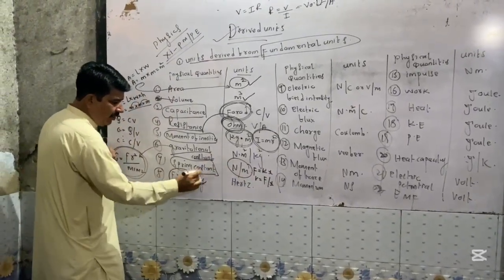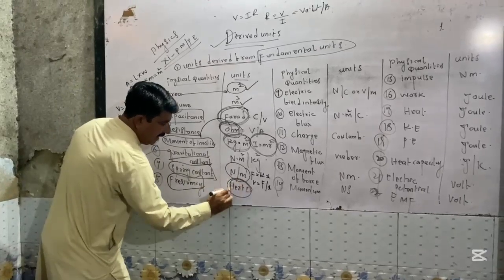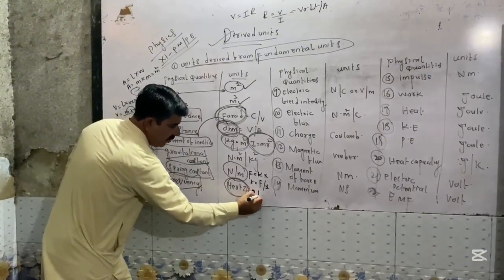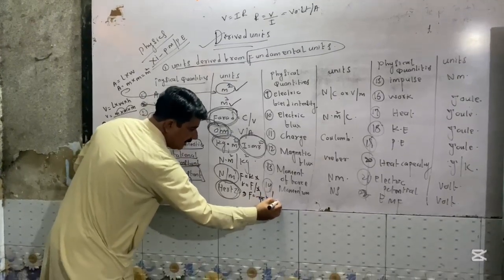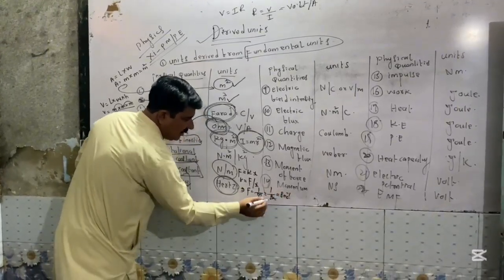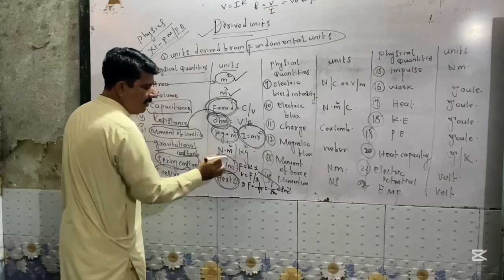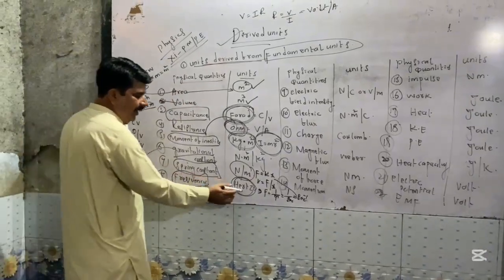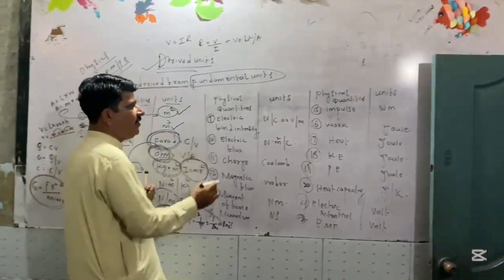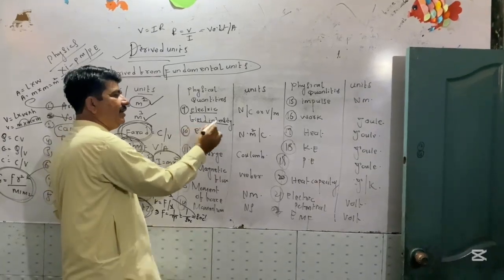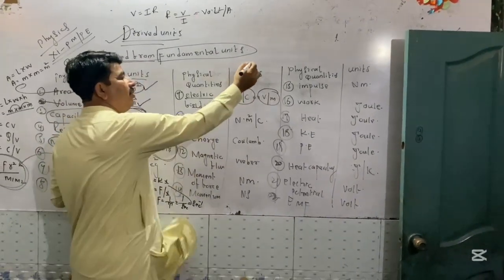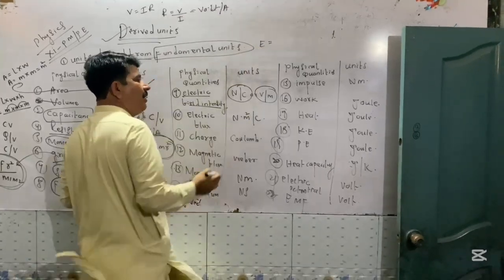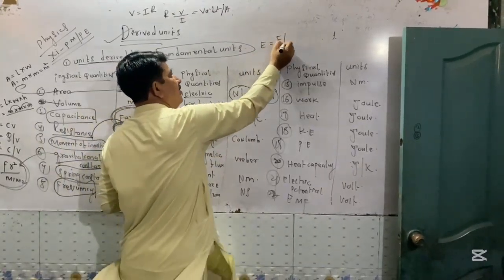Next one is frequency. The unit of frequency is hertz. We know that frequency is the inverse of time period, and 1 upon second is equal to second inverse. That second inverse is equal to hertz. So the unit of frequency is hertz. Now another physical quantity, electric field intensity. Its unit is Newton per coulomb or volt per meter, because electric field intensity is equal to force per unit charge.